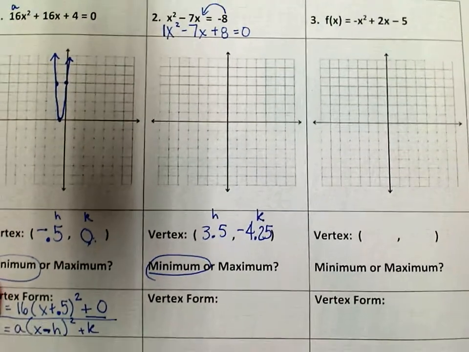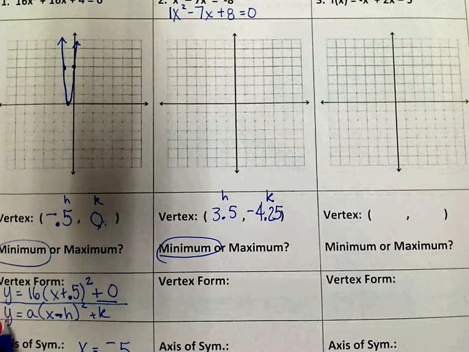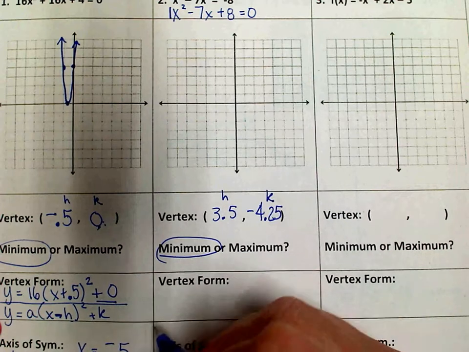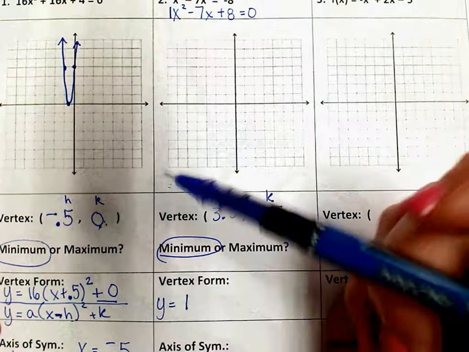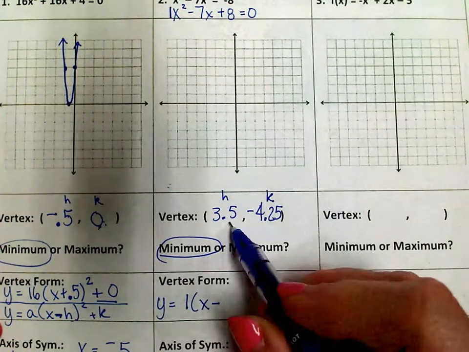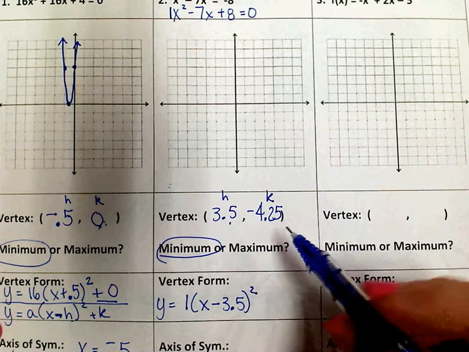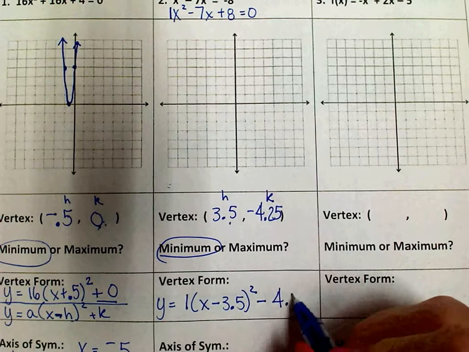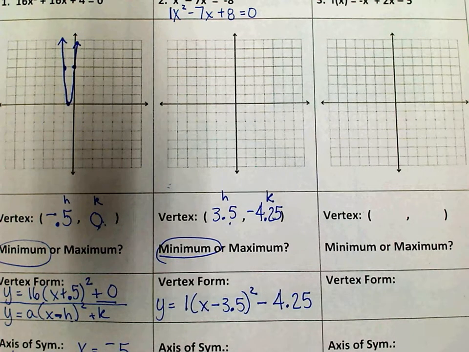and I can put this in vertex form. So vertex form, which is right here, the y equals a times x minus h squared plus k. For this one will be a, I'm getting that from right here, times x minus h, quantity squared, plus k. Since k is negative, I'm just going to put minus k. It's my answer for vertex form.